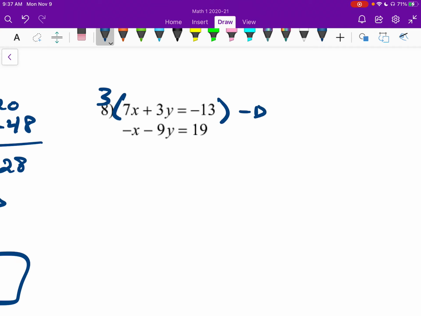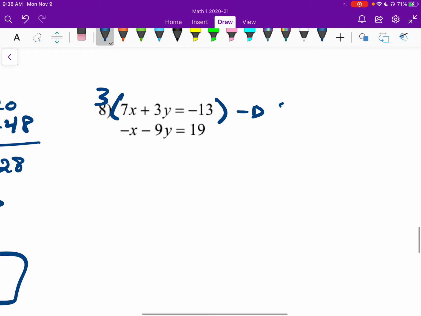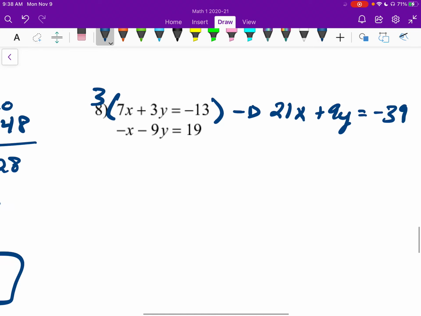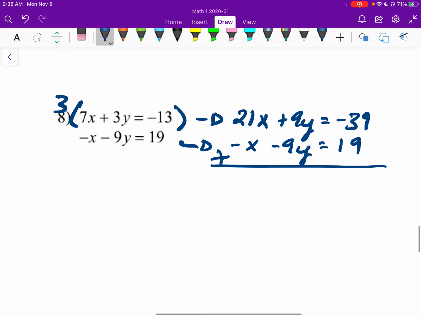So I'm going to have 3 times 7 gives me 21x plus 9y equals negative 39. The bottom one is going to stay the same. I've got negative x minus 9y is 19. I add them together, and I get 20x and then 0y equals, what was that, negative 20? Yeah, I should have done that in my head. And x gives me a negative 1.